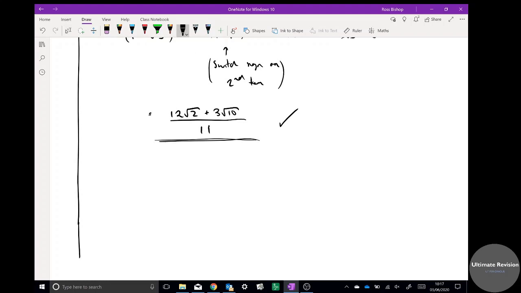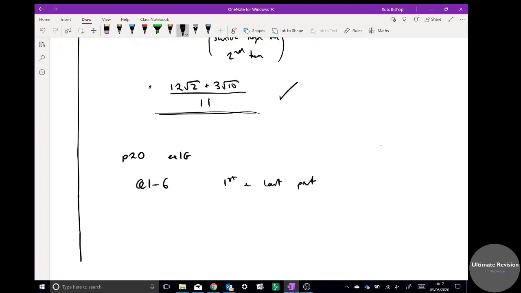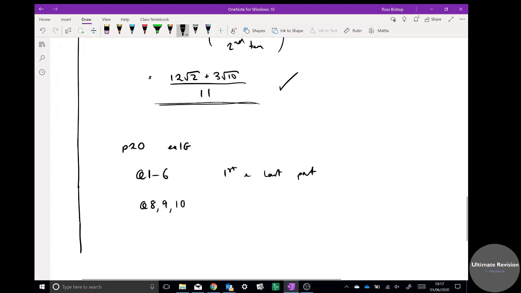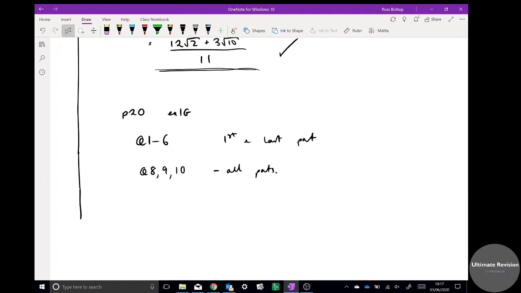I now want you to do a few questions, please. These are all from the textbook this time, so it's page 20, exercise 1G. Questions 1 to 6, I just want you to do the first and last part. There's lots of intermediary questions, but just the first and the last is sensible. And then I want you to do questions 8, 9 and 10, all parts. And then after that, I want you to go to exercise 1H over the page and do evens only. So that's questions 2, 4, 6 and 8.